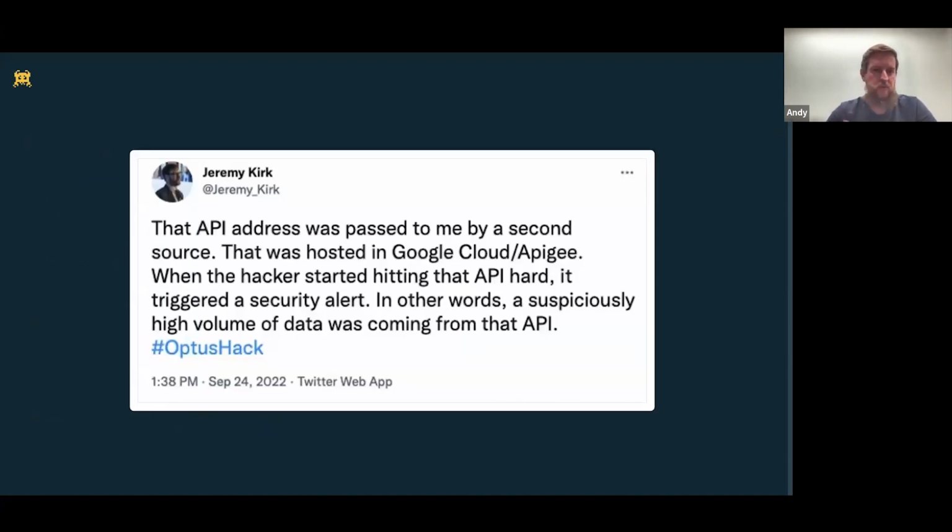Just a little bit of background. Jeremy Kirk mentioned that Optus's API was hosted in Google Cloud / Apigee. And when the attacker started hitting that API, they saw a big spike in traffic. So there was some monitoring which detected this, and it was that spike in traffic that triggered the thought that something's not right here, we should try and respond. Monitoring is super important, both monitoring of what's happening and monitoring for incident response. But if you're monitoring for stuff leaving the network, by the point you detect something having gone wrong, it's already left your network.